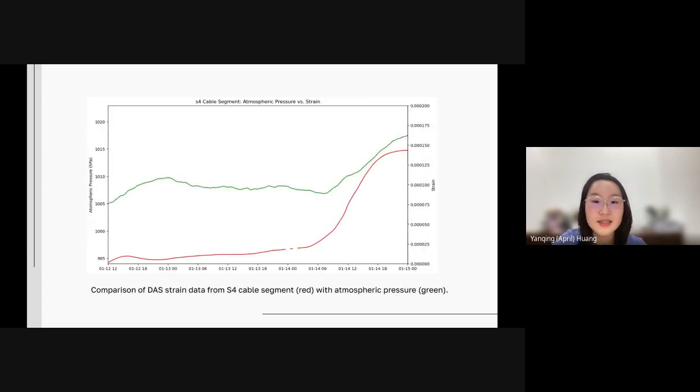Here, I began to analyze the S4 cable segment. Here, strain begins to increase prior to an increase in atmospheric pressure occurring around January 14th at around 8 a.m. It is shown that strain increases while atmospheric pressure is still on a decline at around January 14th, 6 a.m. Note that the y-axis for strain is much larger than for S1.